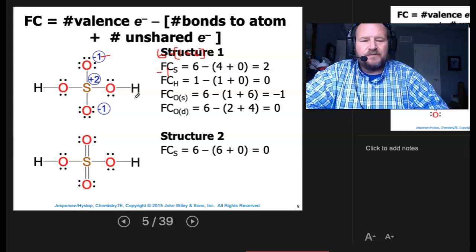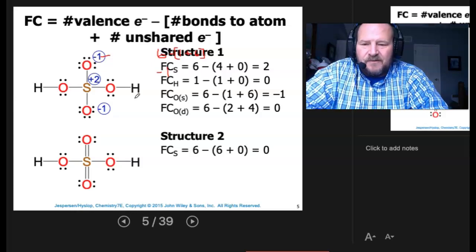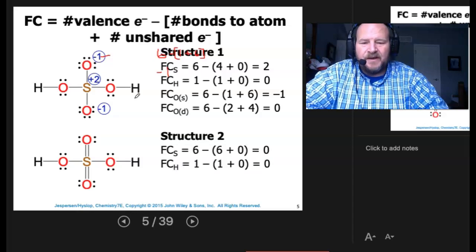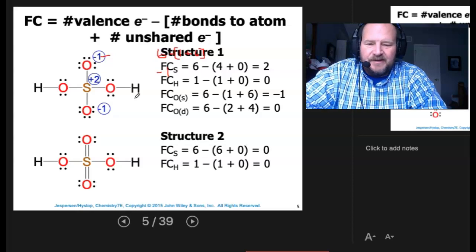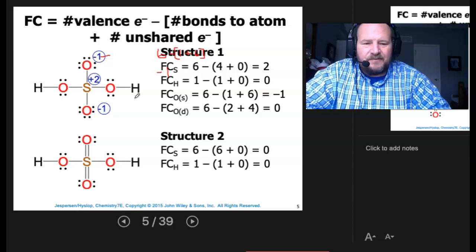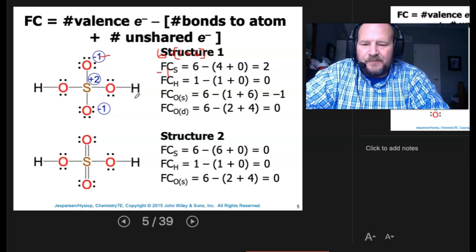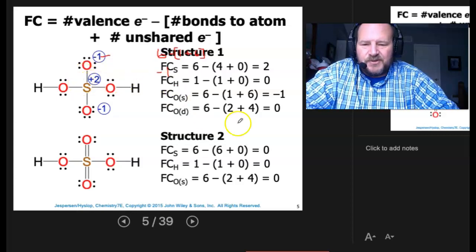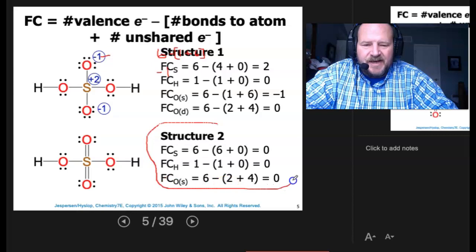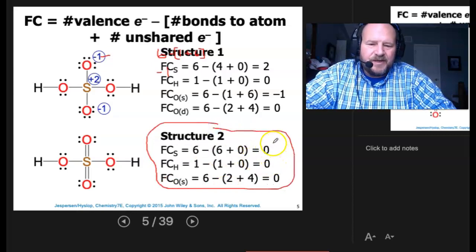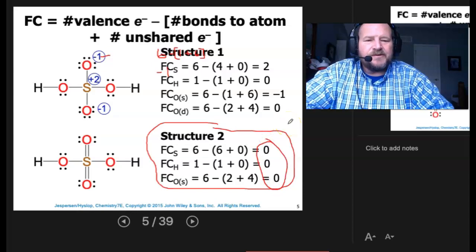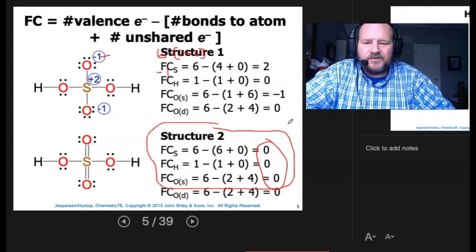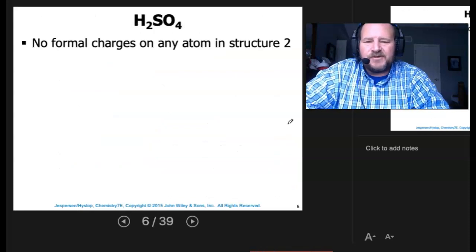Now for structure 2, if we recalculate the sulfur, we can see now we have the sulfur with the double bond. So now we have 6 bonds plus 0 electrons. That gives us a formal charge of 0. And all the while, of course, the oxygen is also going to be 0. The hydrogen remained at 0. The single bonded oxygens also become 0. Okay? So structure 2, even if you didn't know that X-ray data, by looking at the formal charges, we get all 0s. So we can also use that to determine that it's going to be the better structure. Okay? So no formal charges on any atom in structure 2.